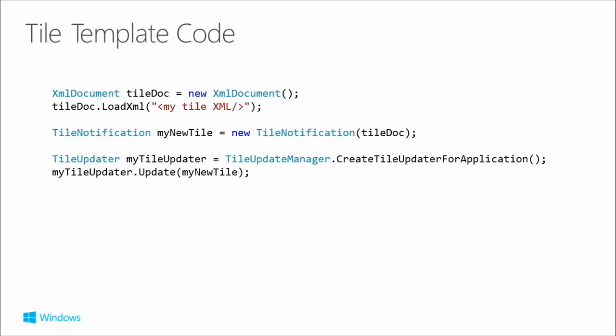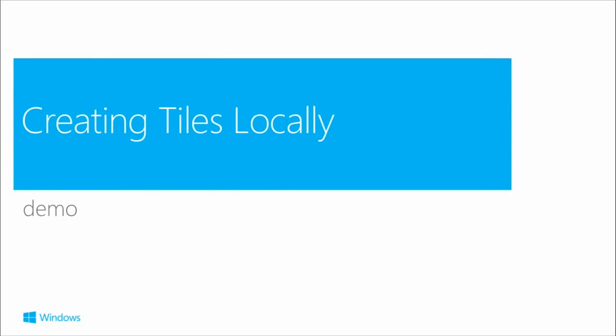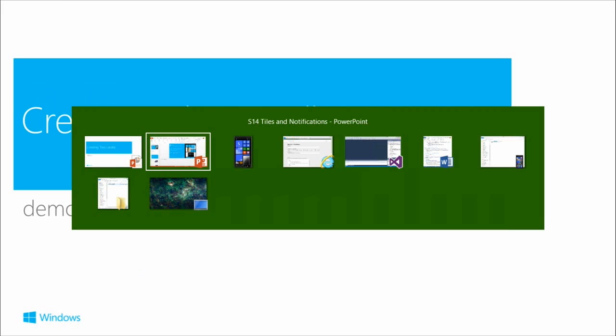So if you're creating a tile inside of your application, here's how you do it. You create an XML document, you load the XML that you saw previously into it, and then you create a tile notification with that XML document. Then you can use your tile update manager and create a tile updater and just update your tile using that tile updater and the tile notification that you've created. So let's look at a demo on creating those tiles locally.